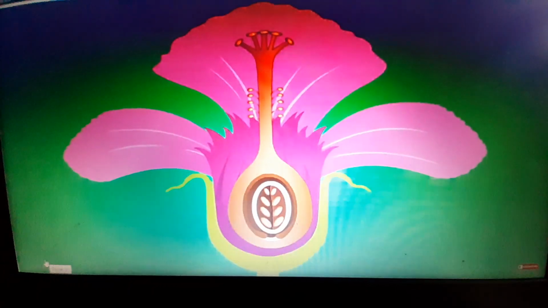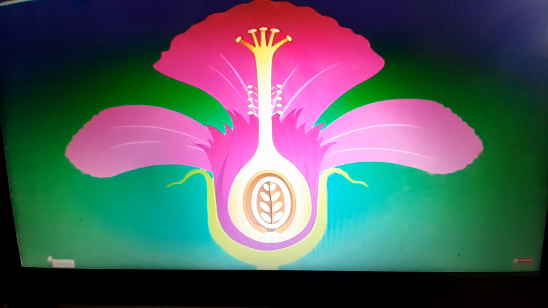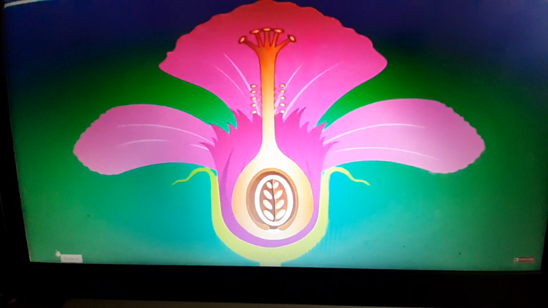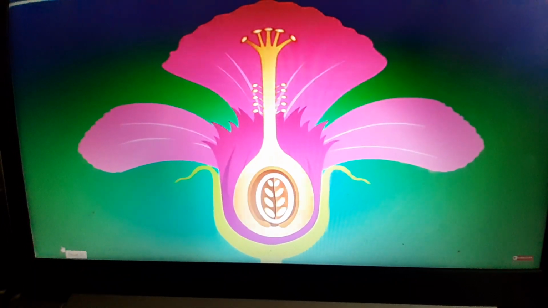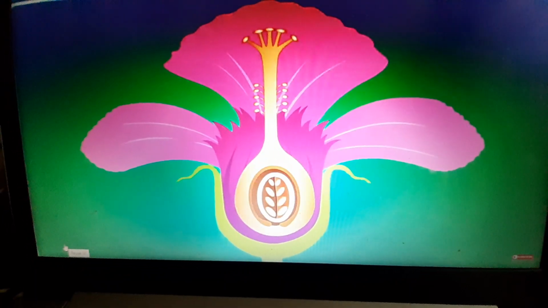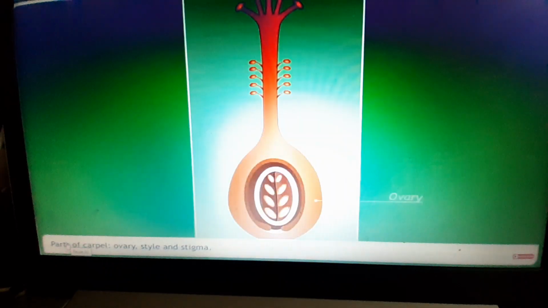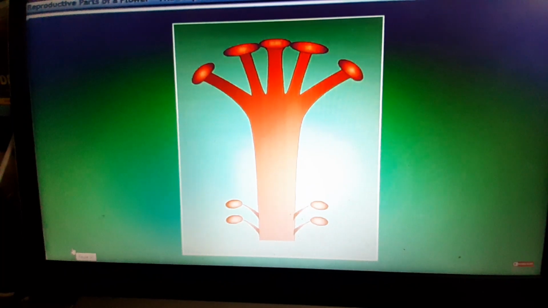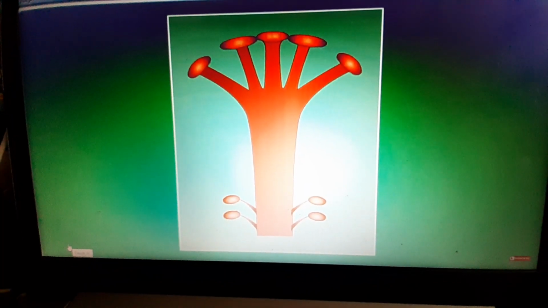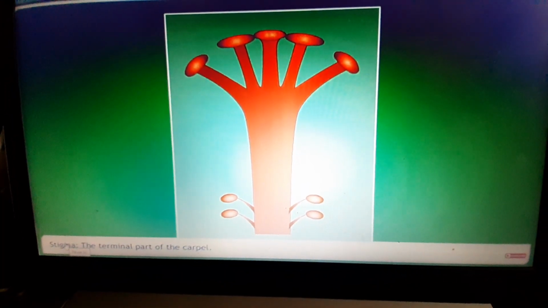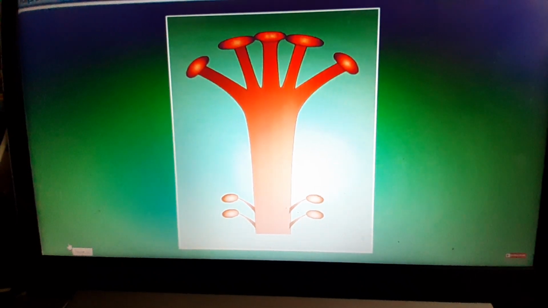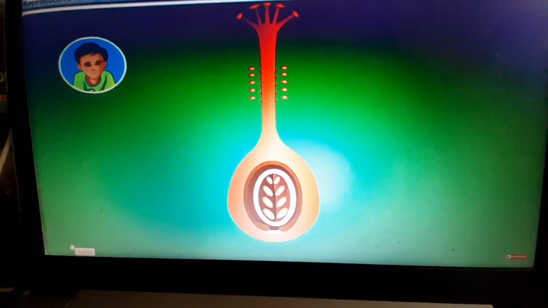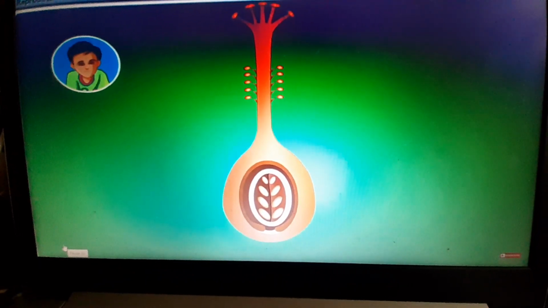Now let's get back to the female reproductive part of the flower. A carpel is located in the center of a flower and comprises three parts: the ovary, the style, and the stigma. Let's look at the carpel closely. The terminal part is the stigma. Try touching this stigma. It's a little sticky. It's a little sticky, isn't it?